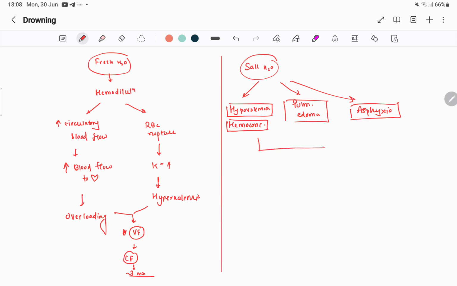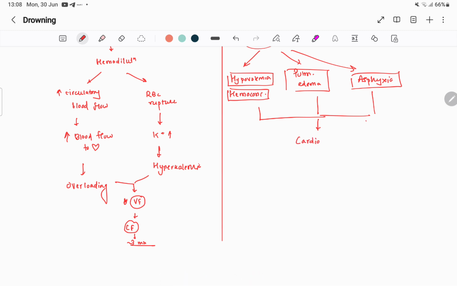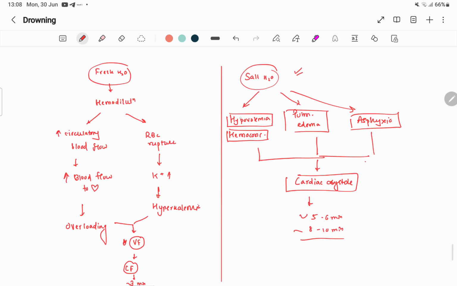All this hypokalemia, hemoconcentration, pulmonary edema, and asphyxia will lead to cardiac asystole, that is, no heartbeat at all, and it will lead to death in around 5 to 6 minutes. Some books write 8 to 10 minutes also. So there is a better survivability in freshwater drowning as compared to saltwater drowning.